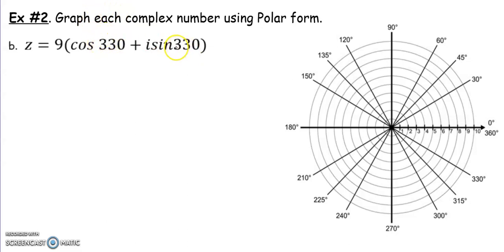Notice again, theta and theta are the same. This could have been written 9 cis 330, 9 cosine of 330 and imaginary sine of 330. So we're going to go to 330 degrees, and we are going to come out a radius of 9. 1, 2, 3, 4, 5, 6, 7, 8, 9. There we go. Don't forget to put in your vector. Not bad, right?